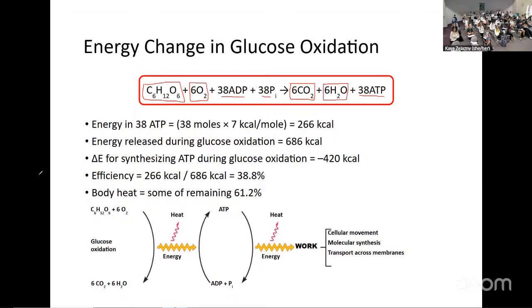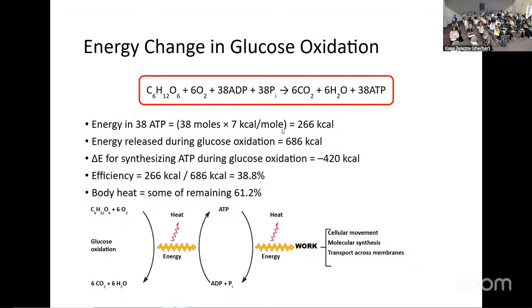If you did want to do out the math of this step, for those 38 ATP molecules that we're producing, there are approximately 266 kilocalories that we're going to need. We said it's an endergonic process, and that amount of energy we need is 7 kilocalories per mole. We're going to see that the energy released by this process of breaking down glucose, this glucose oxidation, we really just mean breaking down glucose.